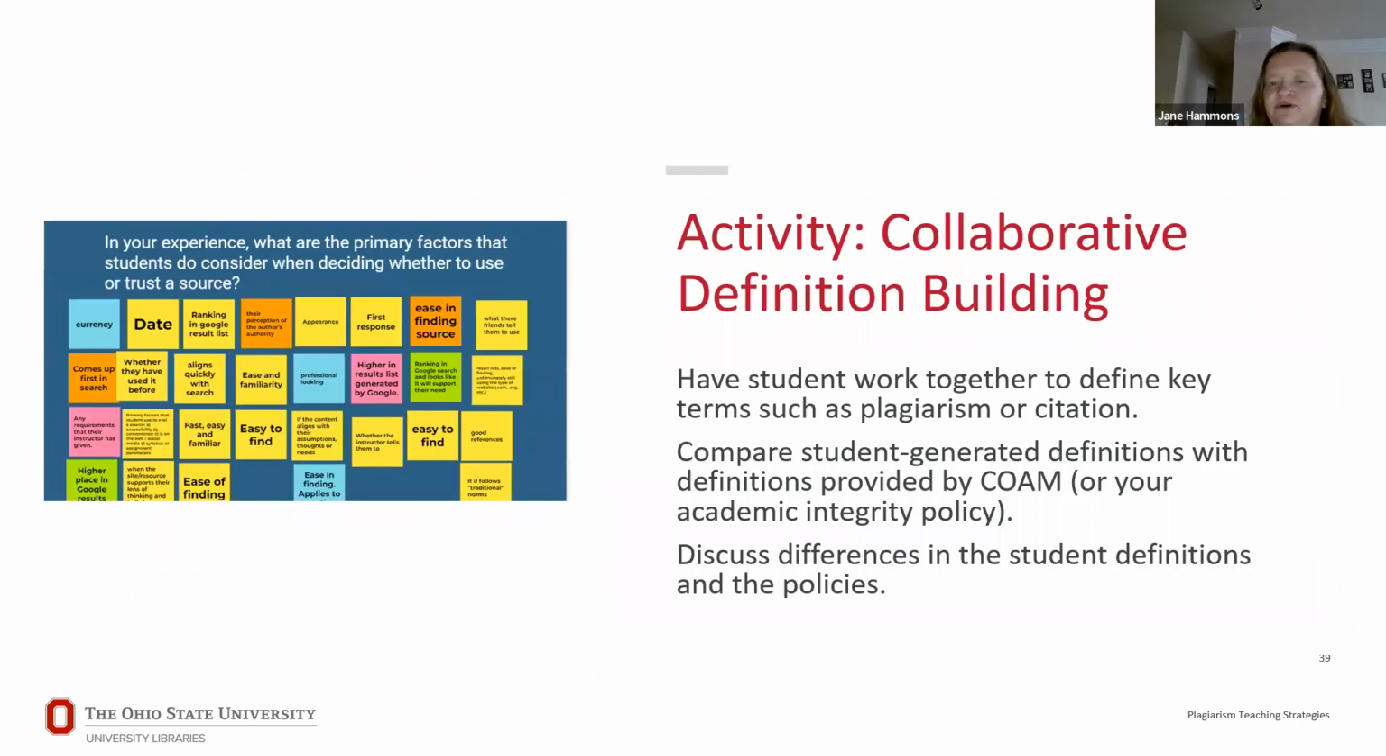A collaborative definition building kind of activity, I think, would be really helpful. You could use a Jamboard or some other tool like that. Have students write definitions of plagiarism, citation, self-plagiarism, and then have them compare those responses that they developed themselves to the definitions of plagiarism provided by COAM and discuss any differences between them, and why something that maybe they didn't think was plagiarism is considered plagiarism by COAM. So that, again, they have familiarity with the specific guidelines, but they've had an opportunity to think about their own understanding, which can, again, give you a chance to directly address some of those misconceptions that they might have around plagiarism.